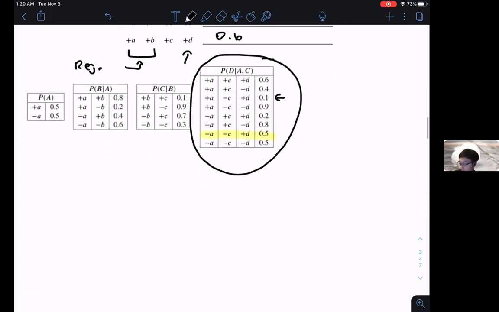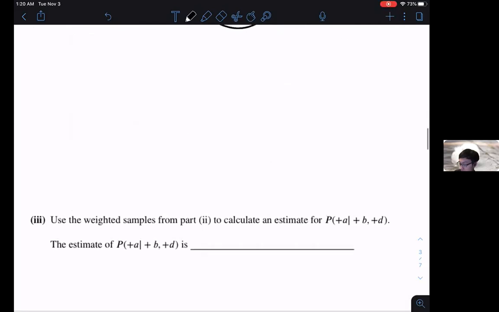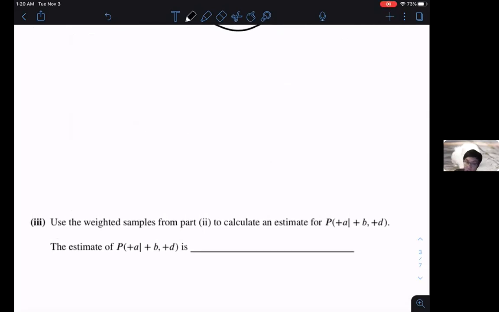All right, cool. And now for the last part right here, we're asked to use our weighted sums from part II to calculate an estimate for this query: probability of plus A given plus B comma plus D. And this is really something to do with sampling, because all sampling allows you to do is take the weighted combination of samples that are consistent with your query and then divide by the total to get your estimate.